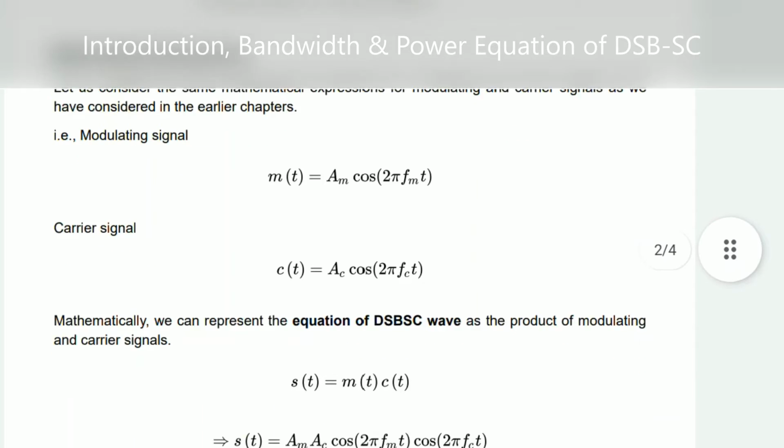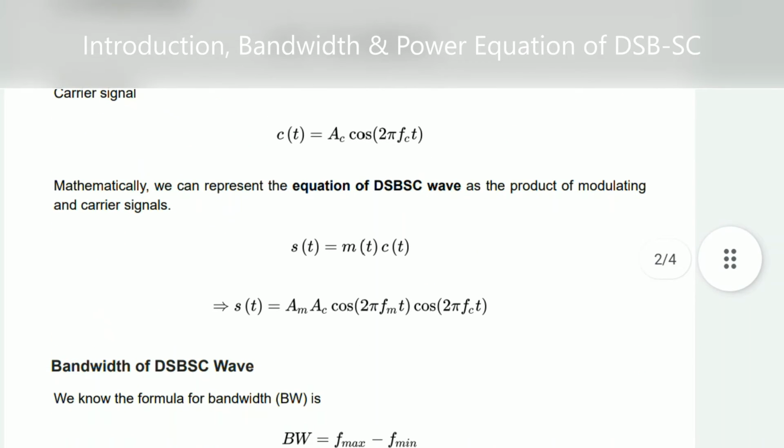Okay, now what is the equation after modulation? s(t) is the modulated signal, the equation of DSB-SC. That is m(t) into c(t). If you put in the values, we get s(t) equal to Am Ac cos 2πfm t into cos 2πfc t. So that is the equation for the double sideband suppressed carrier wave.